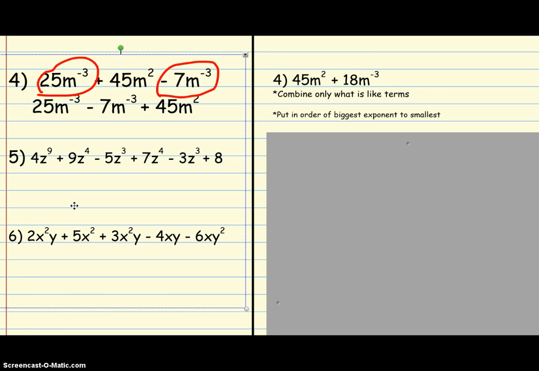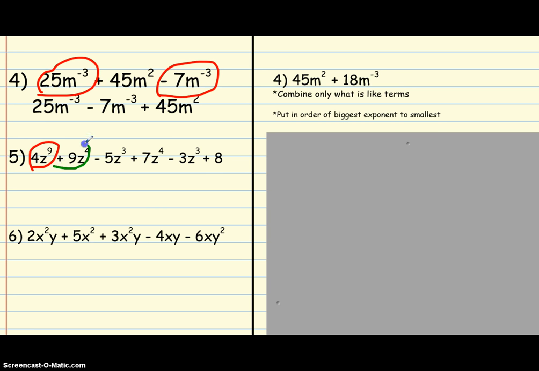Alright, problem number 5, a little bit more complex. 4z to the 9th plus 9z to the 4th minus 5z to the 3rd plus 7z to the 4th minus 3z to the 3rd plus 8. First thing we want to do is figure out which ones are our like terms. Well, 4z to the 9th. Anything else z to the 9th? No. So that's all by itself.